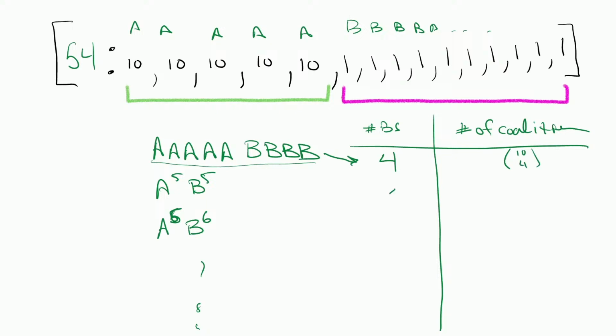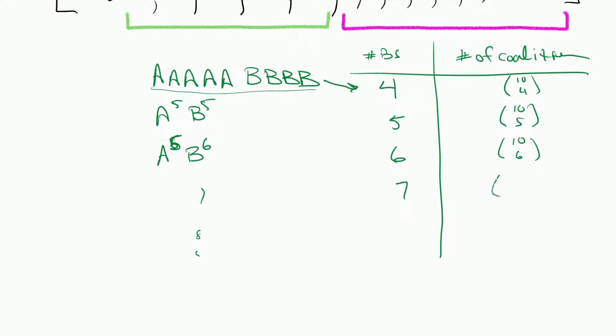And then for 5, you can probably guess. If there are 5 B's, then there are 10 choose 5 coalitions that look like that. Oops, I'm getting ahead of myself. For 6 B's, there are 10 choose 6 coalitions that look like that. For 7 B's, there are 10 choose 7. For 8, there are 10 choose 8. 9 will be 10 choose 9. And then, of course, there's only one coalition that has all 10.